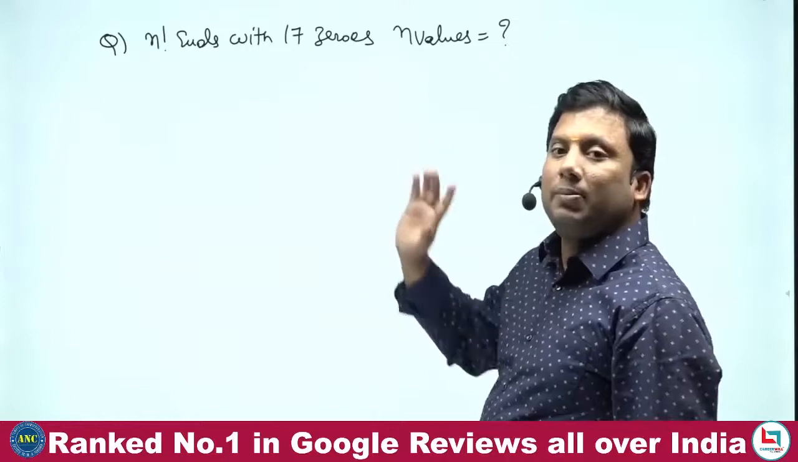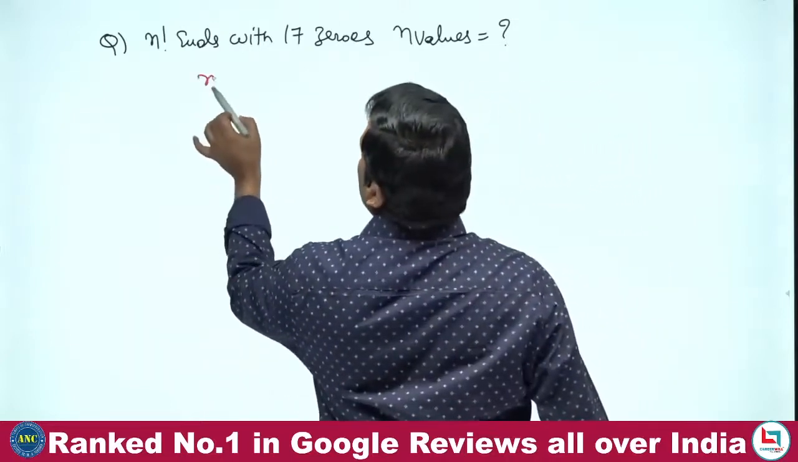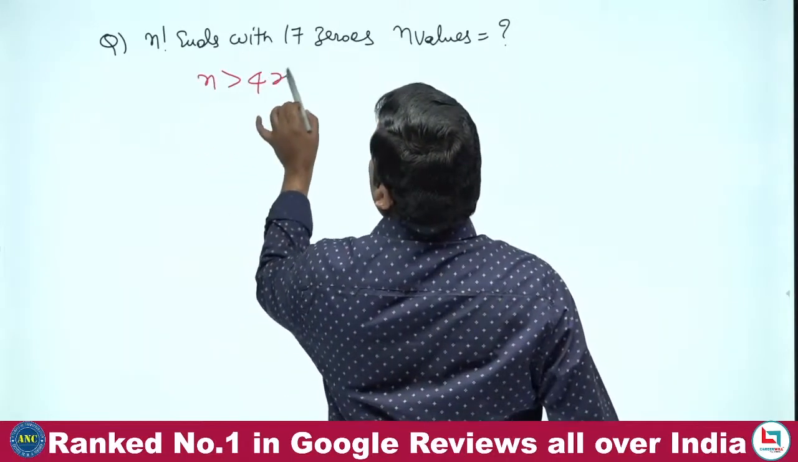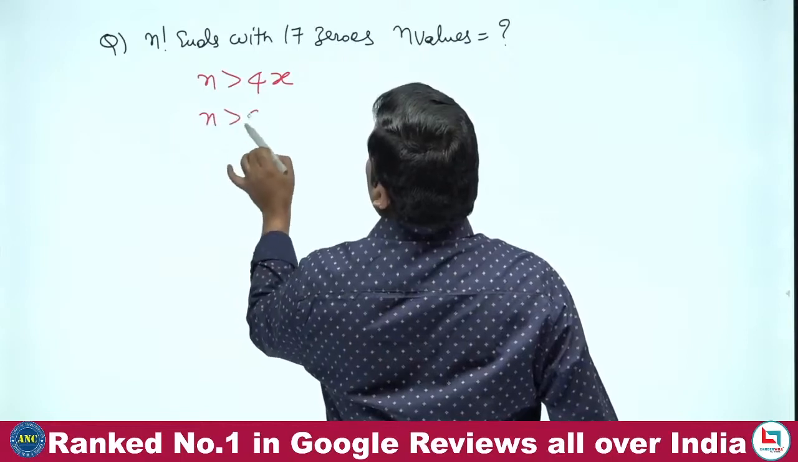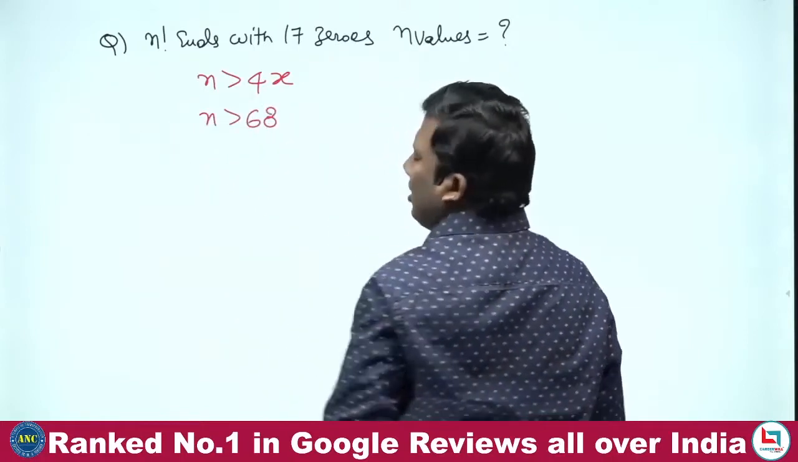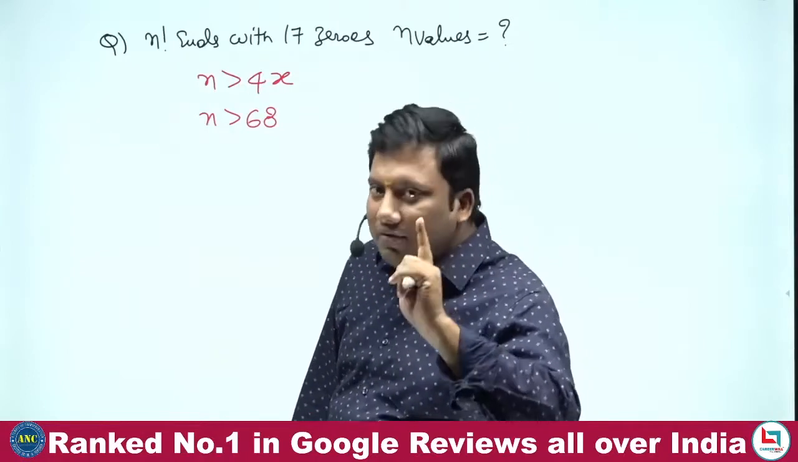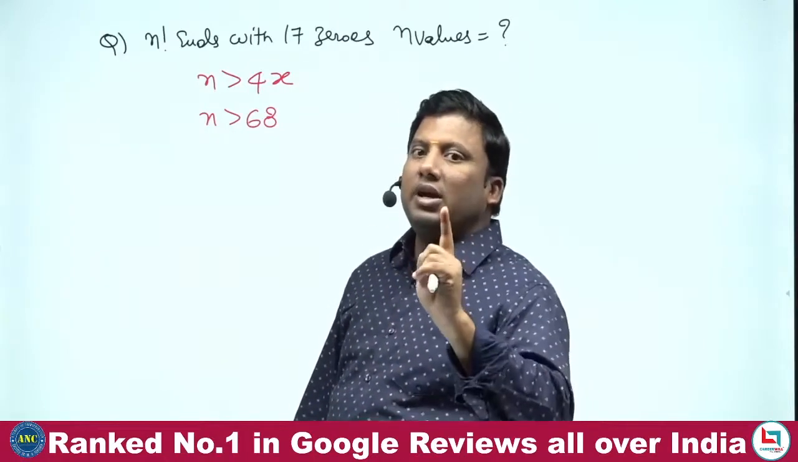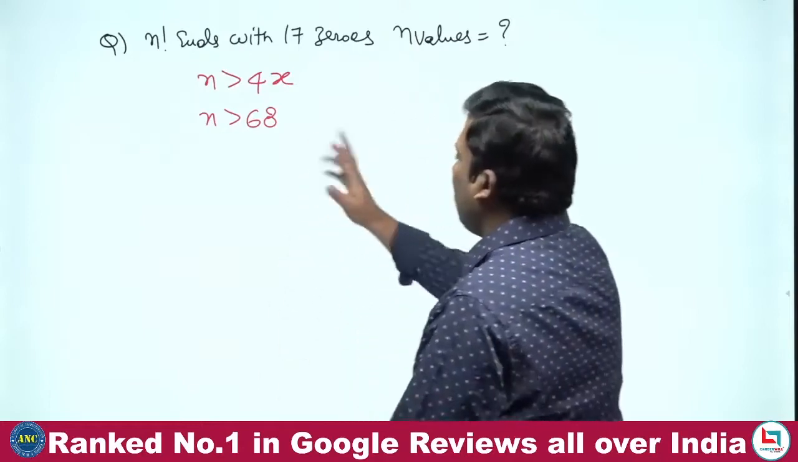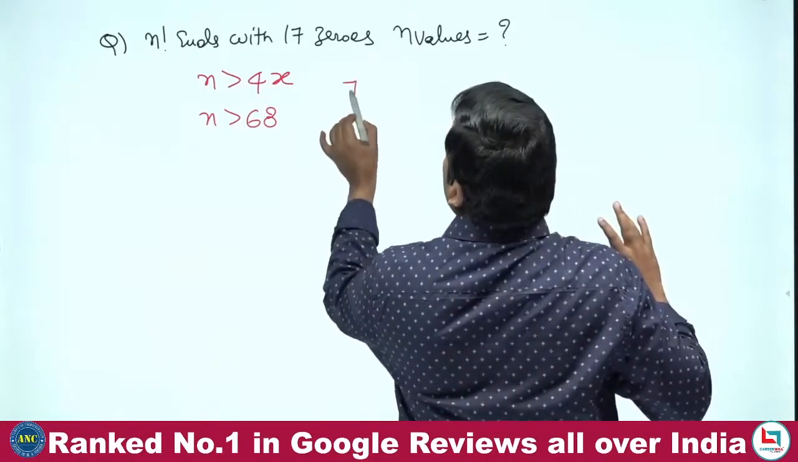What is the relationship between n and x? N is greater than 4x. The x value is 17, so n is greater than 68. In a factorial, the number of zeros at the end depends on the power of 5. So what is the multiple of 5 greater than 68?